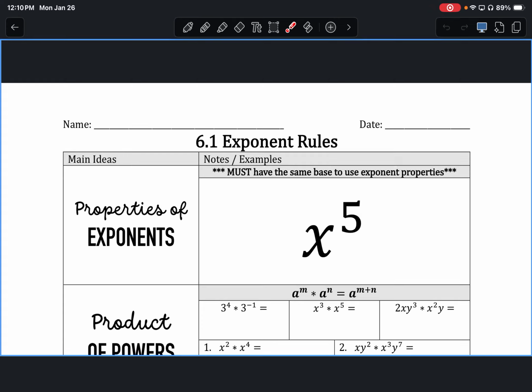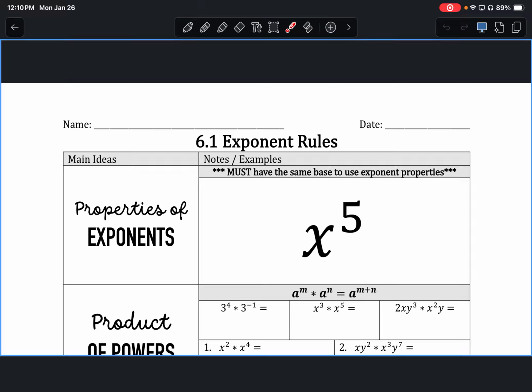Okay, so if there's any extra pages, let me know and I'll take them back up. But we are going to get started with 6.1. I did get the entire unit printed together this time instead of us having separate pieces. So thankfully, that is taken care of now. So we're going to go ahead and look at 6.1, exponent rules.